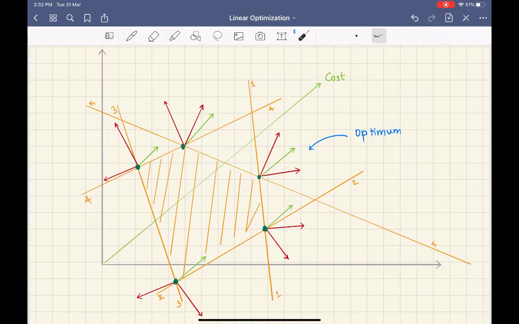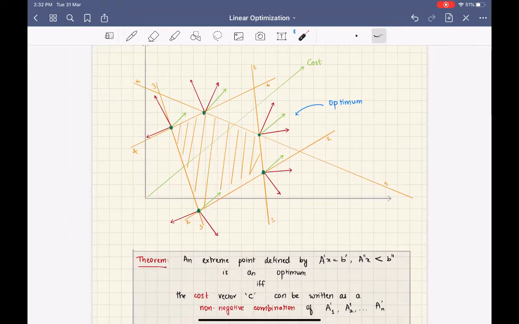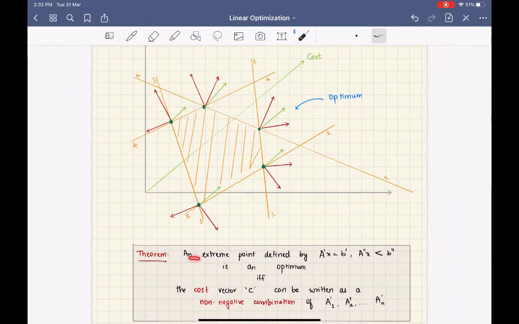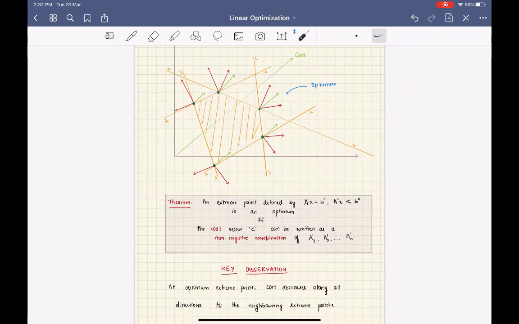Okay, so this is an interesting characterization. I'm recalling the theorem once again. The extreme point defined by a prime and a double prime less than b double prime is an optimum if and only if the cost c can be written as a non-negative combination of the defining hyperplanes, of the normals. So these are the normals to the defining hyperplanes. Okay, so the task for us is to prove this formally. And now the key observation that helps in this is the following.